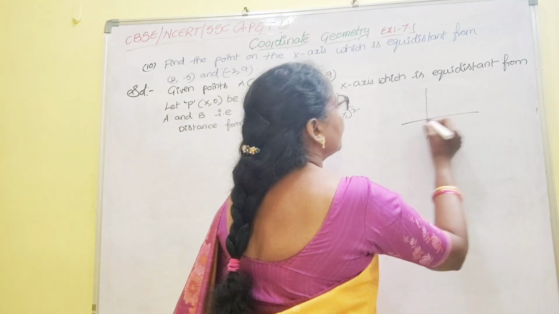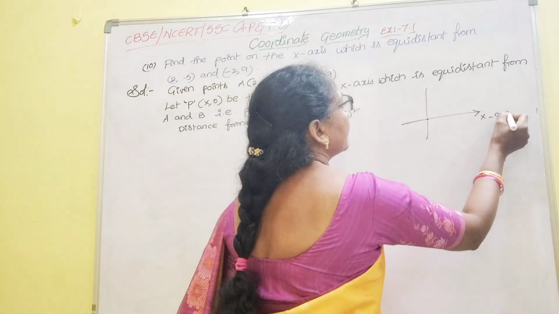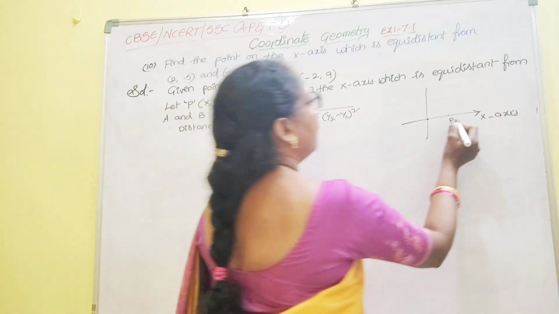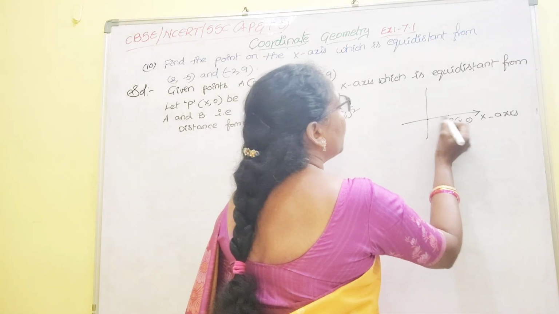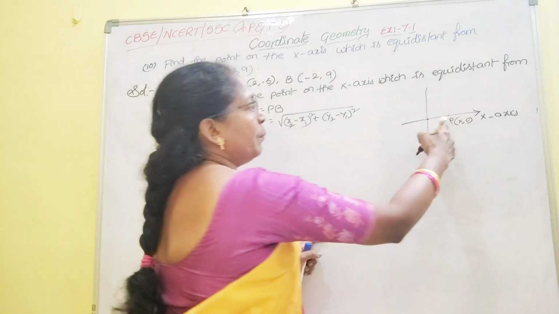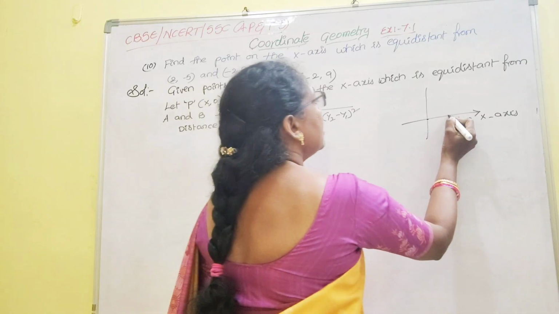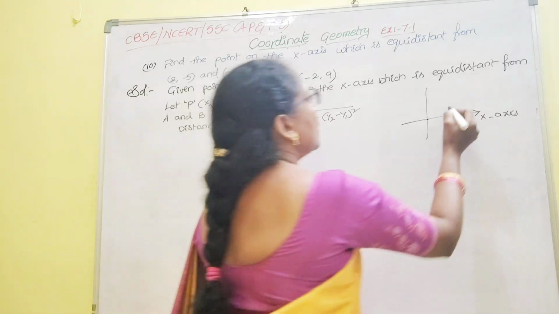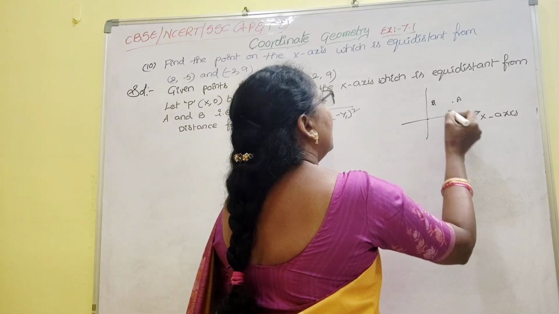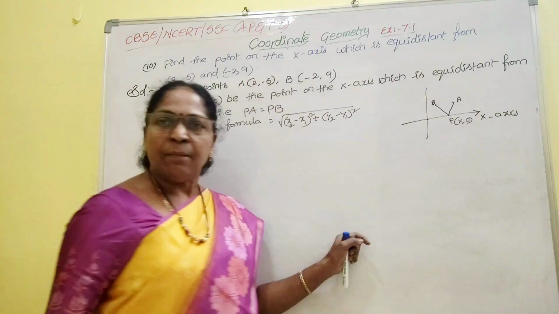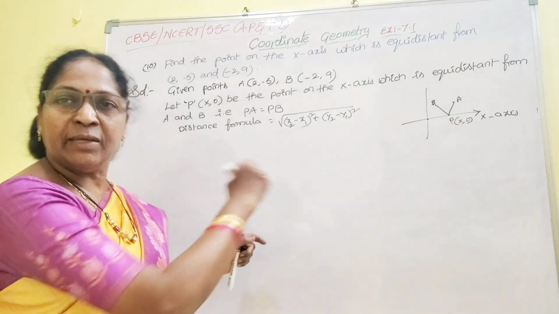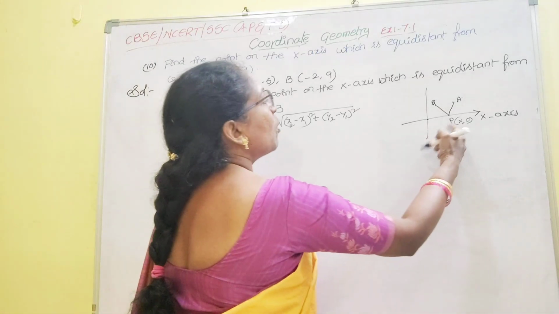For example, this is the x-axis. On the x-axis 1 point is there. You have to assume that point to be P, that means x comma 0. Point is on the x-axis means the y value is 0. So P point is x comma 0. This point is equidistant from A and B. Suppose here 2 points are there, A and B. So P is equidistant from A and B, where PA equals PB. That is the given condition. Then you have to find out this point P.